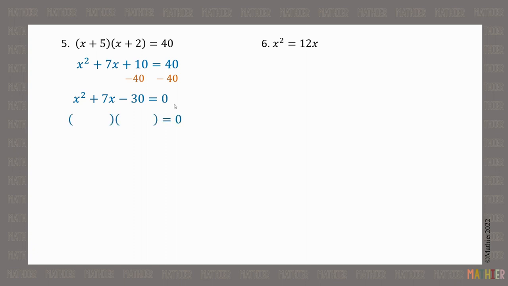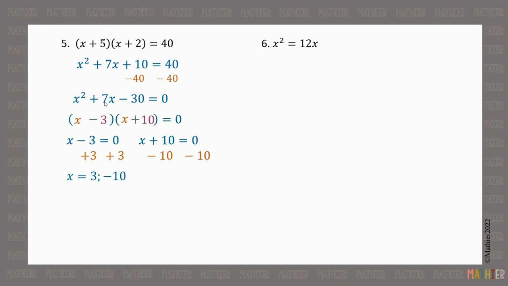And then to factor that, the leading coefficient is 1. So we're just going to split up our x's and ask ourselves what multiplies to negative 30 and adds to 7. So it's not 1 and 30. It's not 2 and 15. Oh, 3 and 10. So we want it to be plus 10 and a minus 3. And set each factor equal to 0. And solve each equation separately.